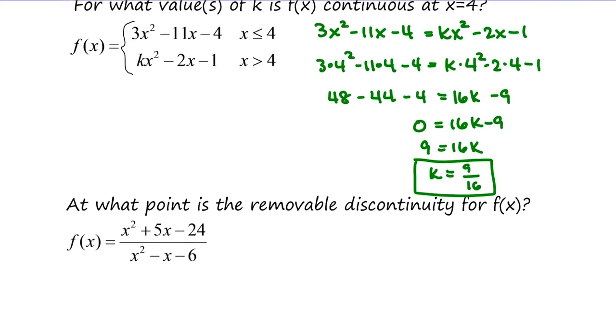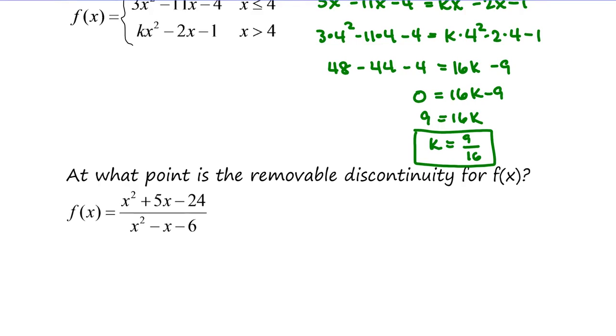And then last one, at what point is the removable discontinuity for f of x? So remember, this is a rational function, and when we studied rational functions back in pre-calc, we noticed that sometimes they have holes, and a hole is another name for a removable discontinuity, and the place where they have the hole is where we have a factor on the top and the bottom that's the same that we can cancel.